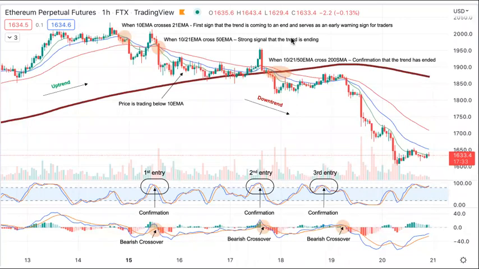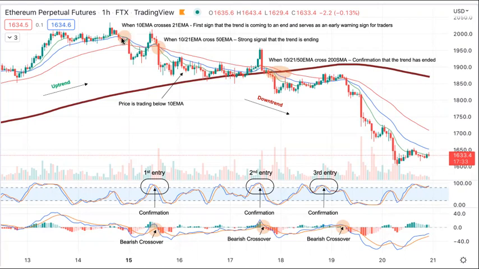So this is another example on using moving averages to trade. Now what we are doing is trying to catch a trend reversal, using the moving average to catch a trend reversal. So how does it work? Same thing. Remember, when the 10 EMA crosses down the 21 EMA, it's a first sign that the trend is coming to an end and serves as an early warning sign for traders. So you can choose to enter here or you can choose to wait.